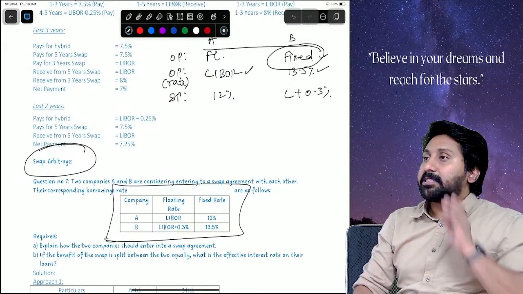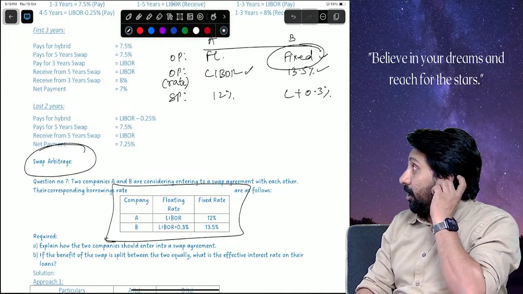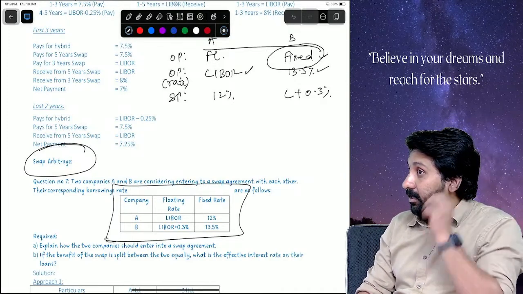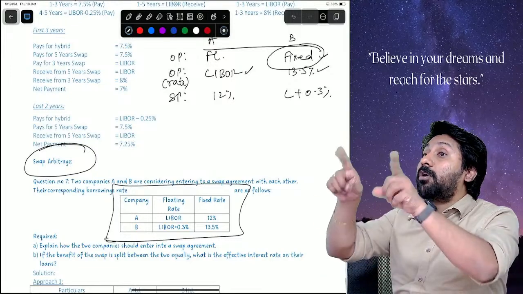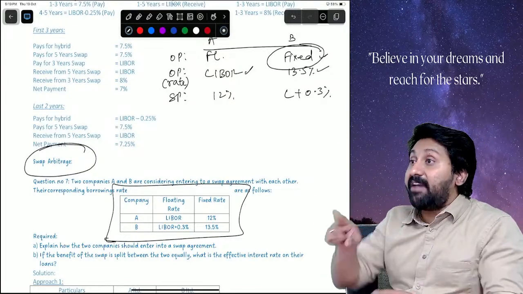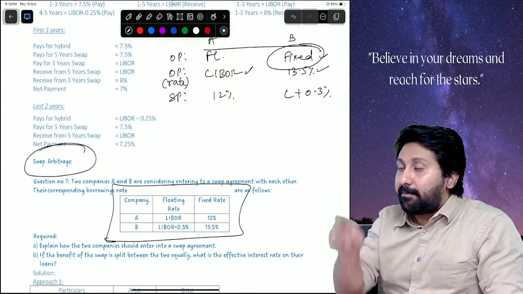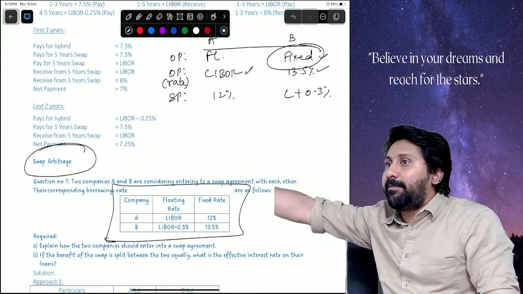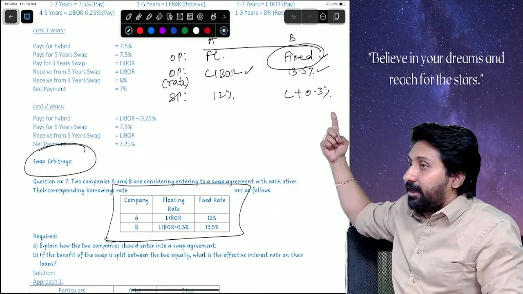So tell me, swap position, A will borrow at what rate? 12%. But the 12 will be paid not by A, will be paid by whom? B. B will borrow at what rate?